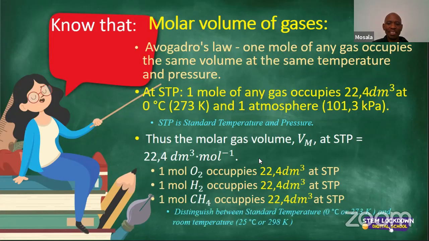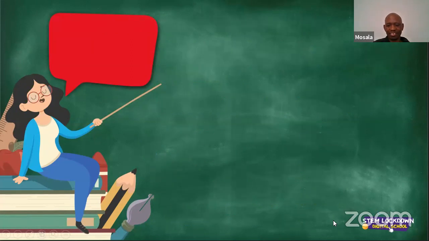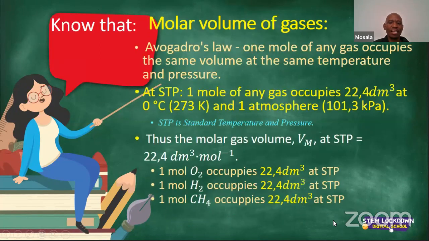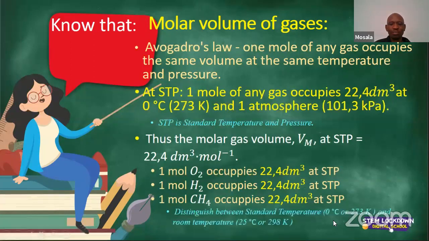Now, you must be able to distinguish between standard temperature and room temperature. So standard temperature is at 0 degrees or 273 Kelvin, and room temperature is 25 degrees, which is 298 Kelvin.